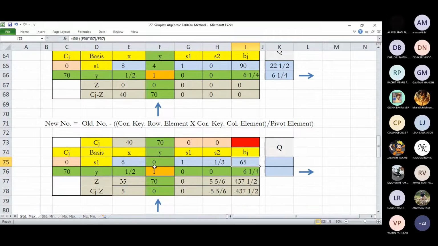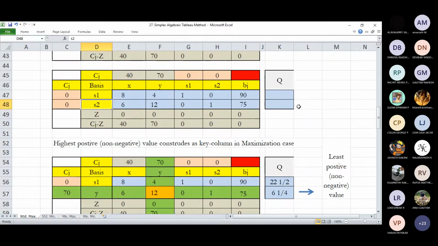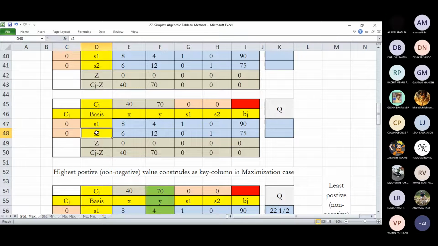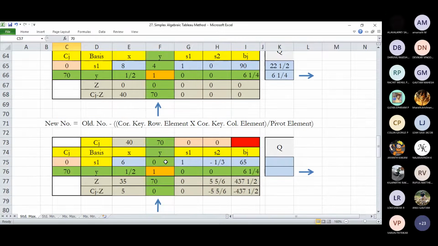So you repeat the procedure so that this will become 0, right? So once that is 0, now you know that this key column is the entering variable. So y is the entering variable, and here S2 is the leaving variable. So S2 gets replaced by y. Not only that, the coefficient of y is also provided here. Initially we start with 0, 0. Then S2 becomes y, so we substitute the 70 here. And then we did the procedure.